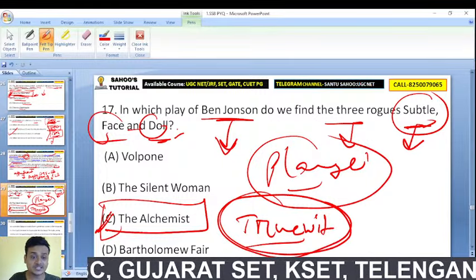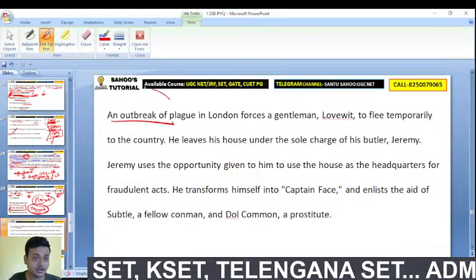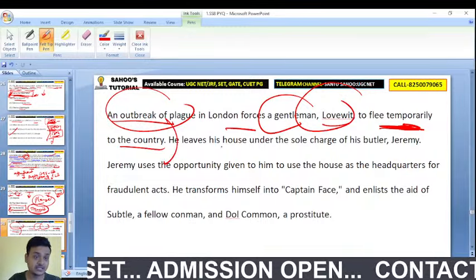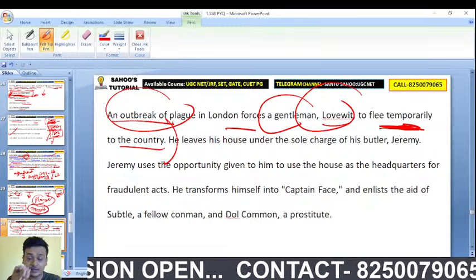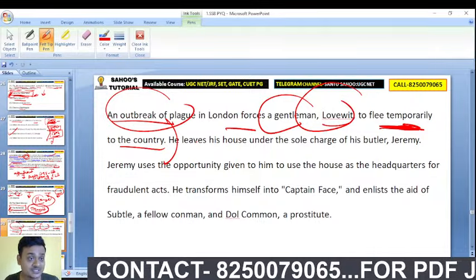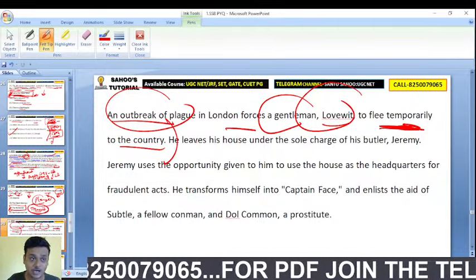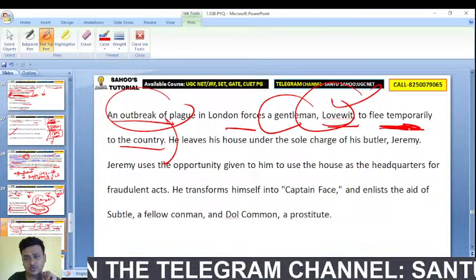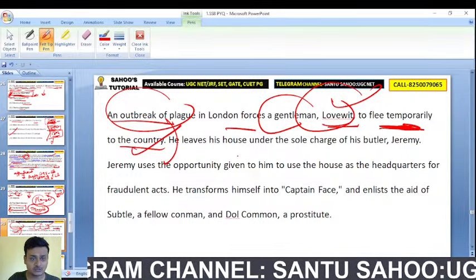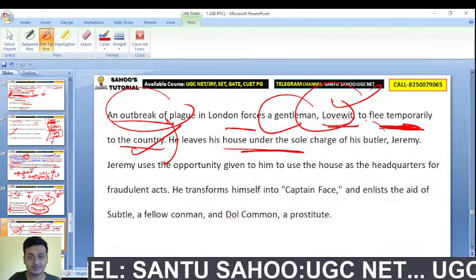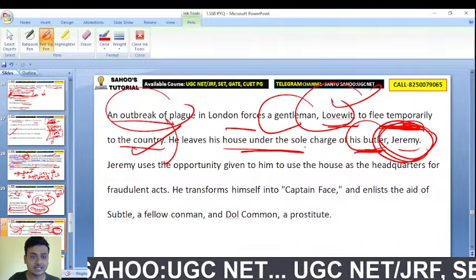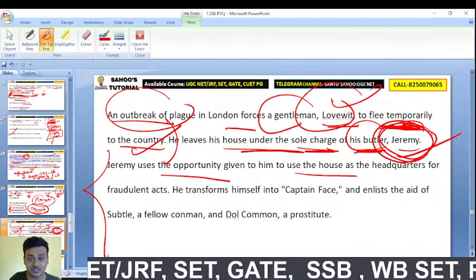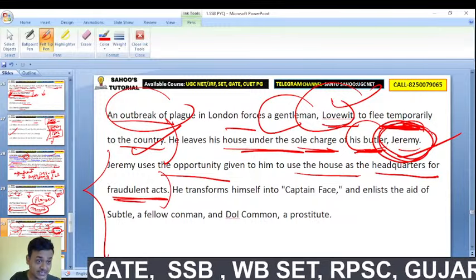Here, the owner of this house is Lovewit. An outbreak of plague in London forces a gentleman called Lovewit to flee temporarily to the countryside. In the city of London there is an outbreak of plague, that's why the owner of that house has fled to the country. He leaves his house under the sole charge of his butler, Jeremy, and Jeremy uses this opportunity to make the house the headquarters for fraudulent acts.